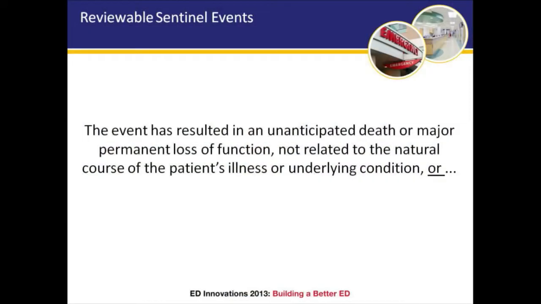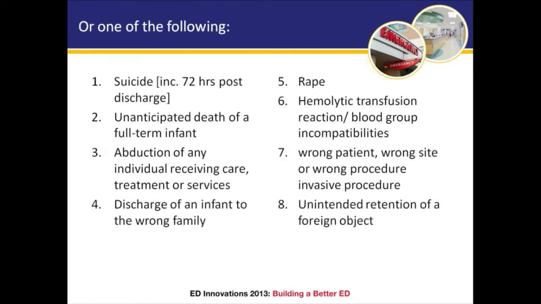So the list, the magic list of what is a reviewable sentinel event is an unanticipated death or major permanent loss of function. It's not the gunshot wound they rolled in with that kills them. It's something that happened about the treatment of that gunshot wound that ultimately results in their death. Suicide, including suicides after they leave the ED. That's a big one. That's a hard one to control, but that's a very, very important one, as we all know. Unanticipated death of a full-term infant.